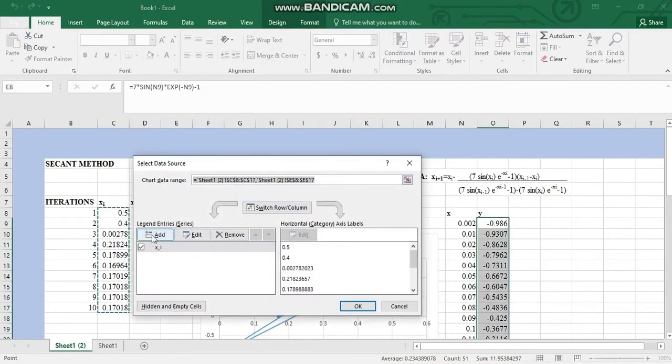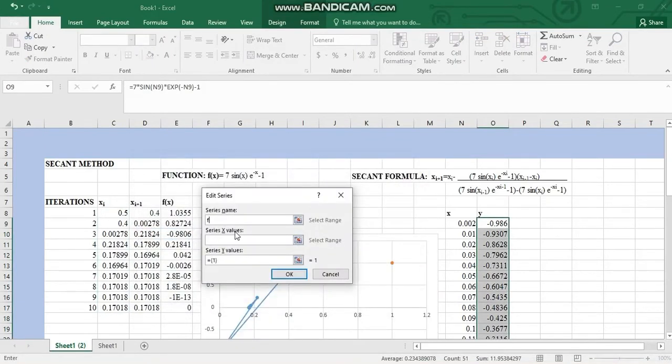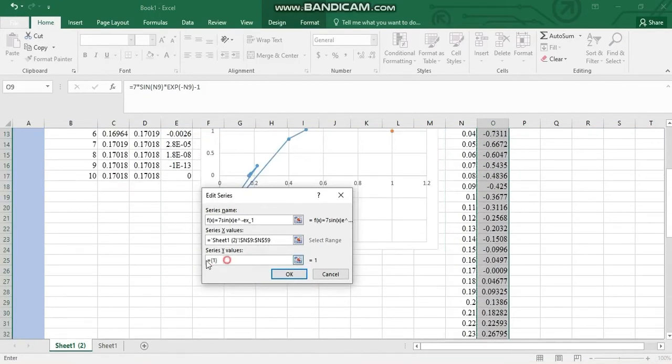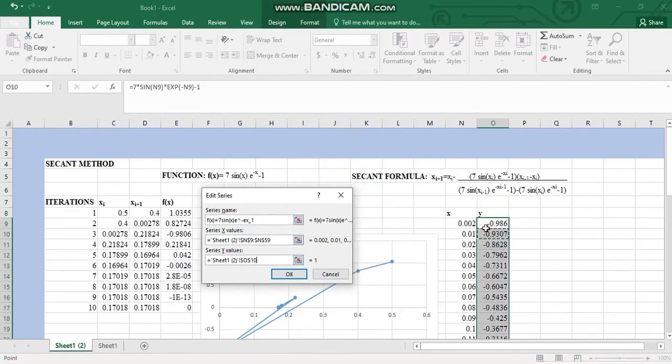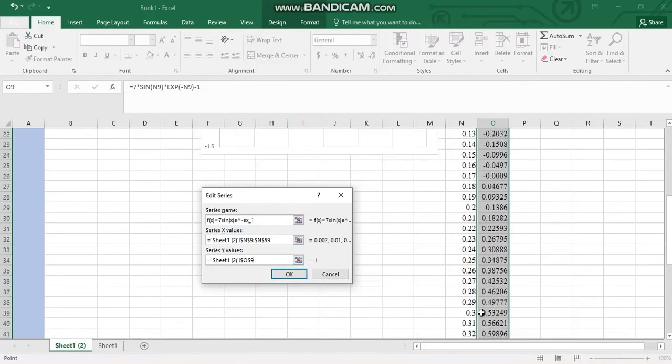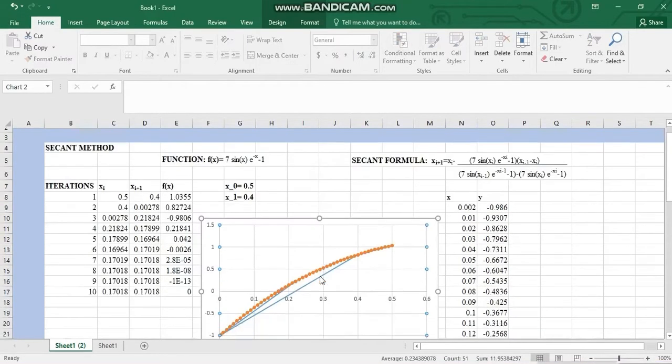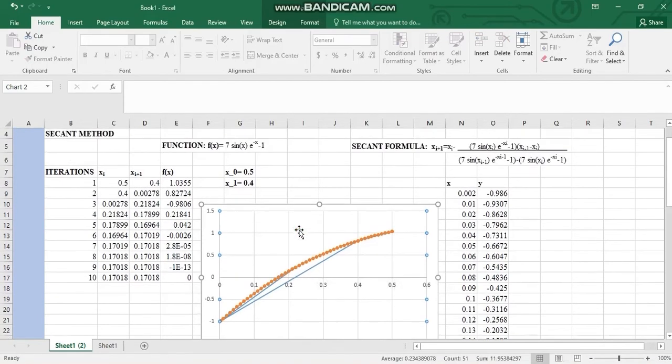Next is to right click the trend and select data, add, and change the series to 7 sine x raised to negative x minus 1. For the x values will be this, and the y values will be this. Now this will be the graph of the given problem.